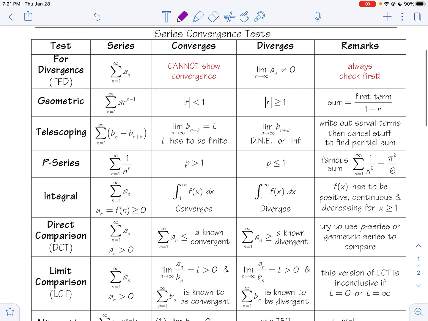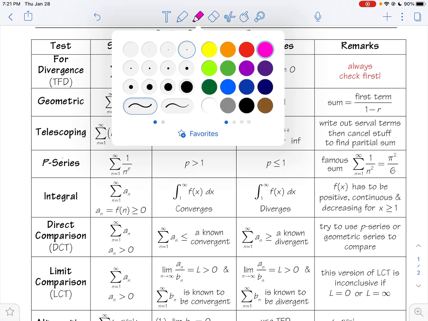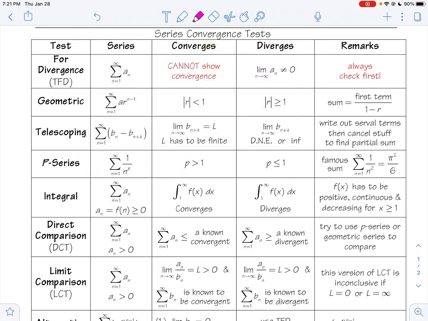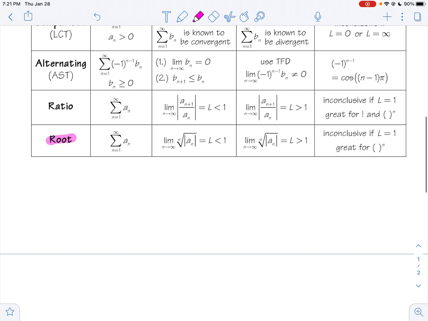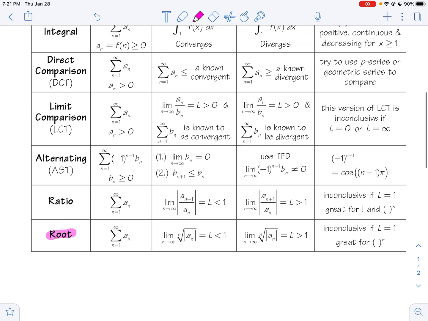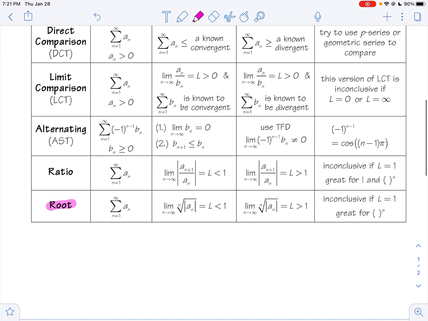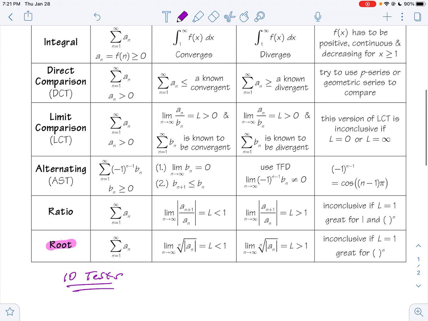But I did want to point out that this one also includes the telescoping test, which we haven't done in a long time, but is definitely part of one of the series tests that we can use. And it also includes the root test, which, remember, is not required, but it is something you're allowed to use. If you count all of them, there is a total of 10 tests. So that's a lot to remember and a lot to keep straight.